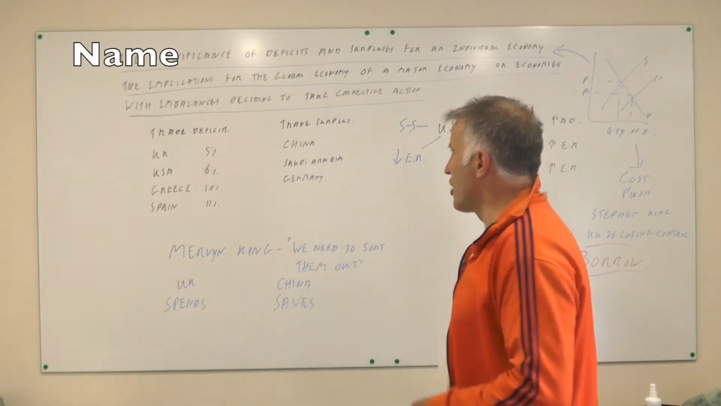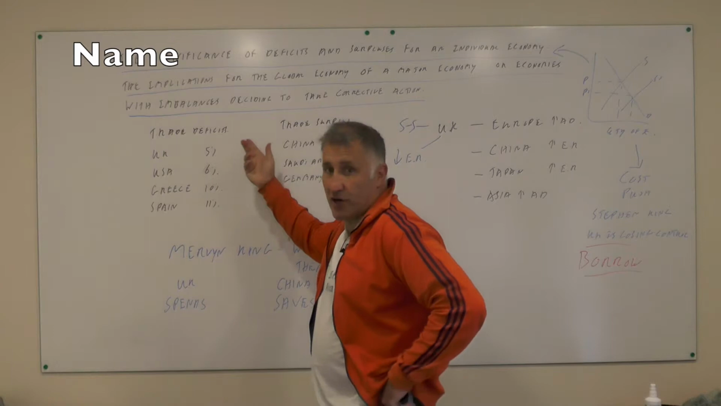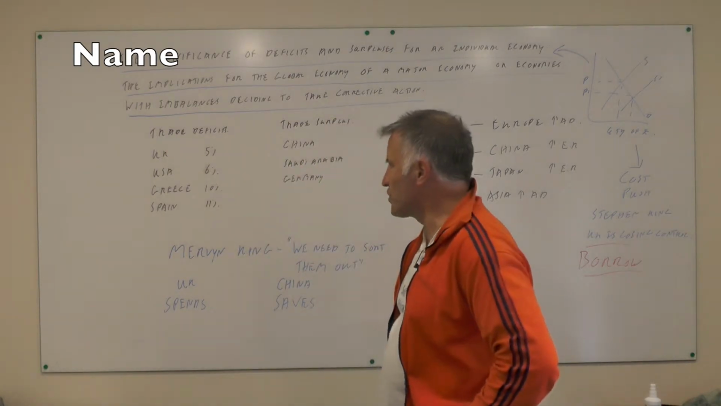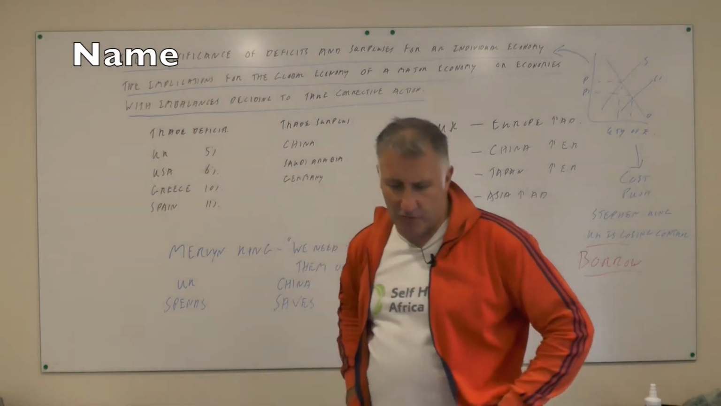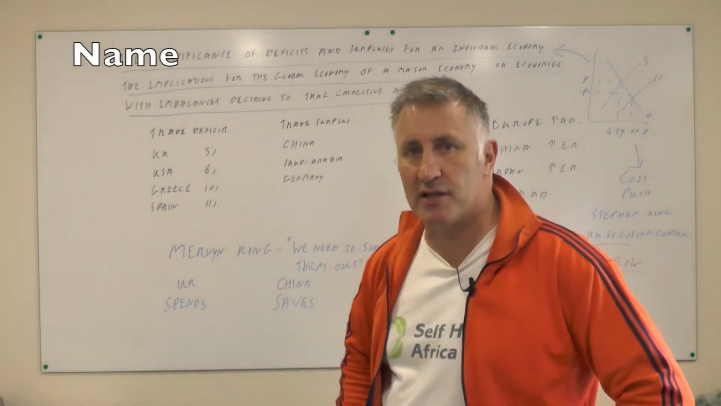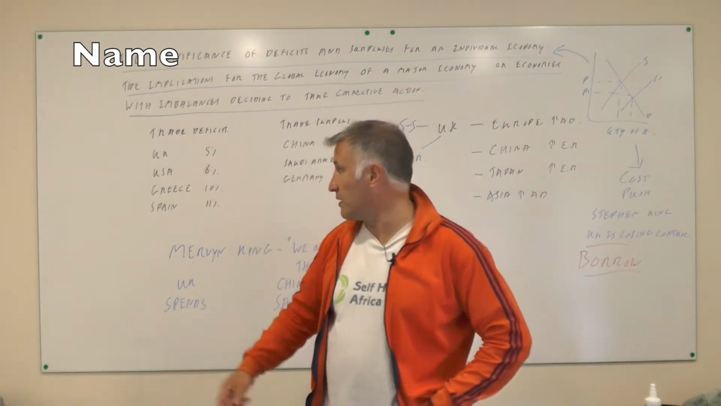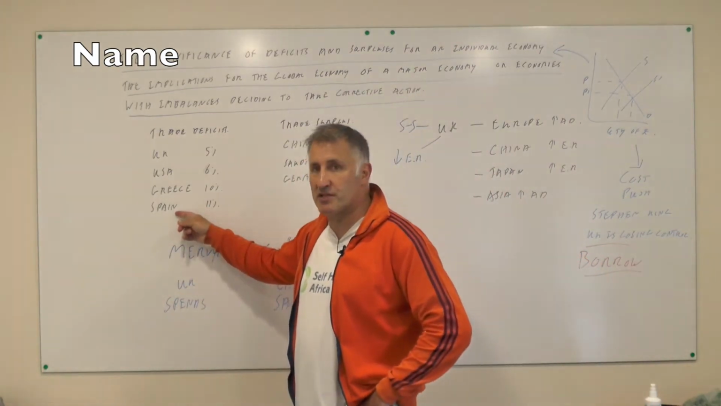All right, so these are the various trade deficits. The UK has a trade deficit of roughly 5% in 2014. I think America's now is roughly about 6%. Greece has got a trade deficit of 10% and Spain a trade deficit of 11%. Now, if you look at those countries that are really struggling, Spain and Greece are suffering big time.